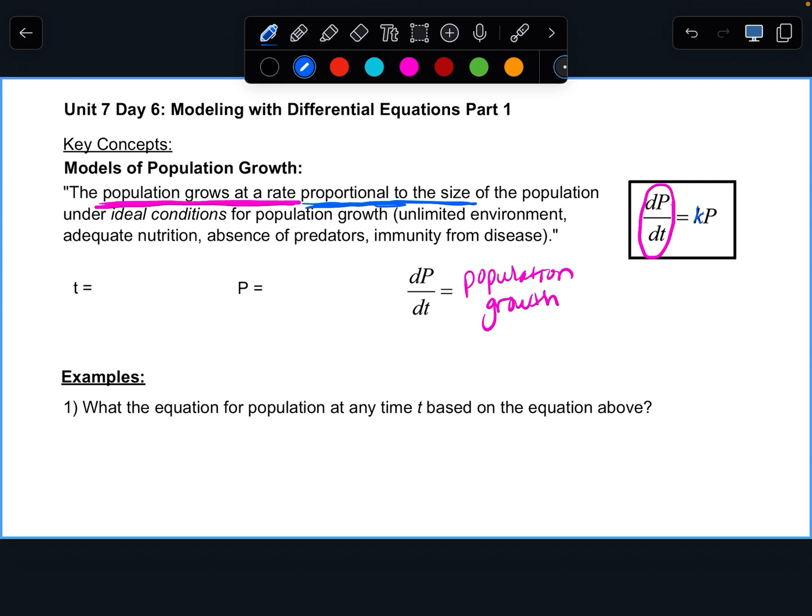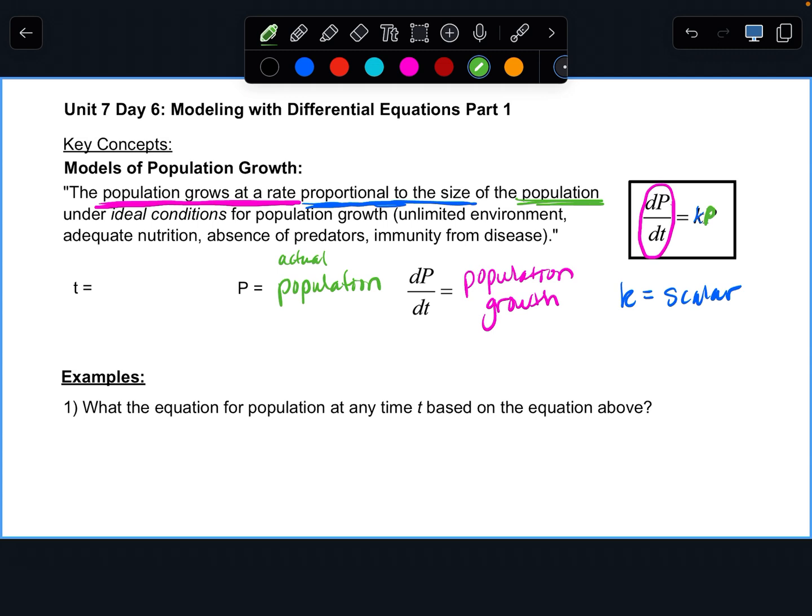So the size, so k, oops, I didn't write that. k is like your scalar. It's like a fancy number that represents that proportionality. And then I'll do green for P. And P is just regular population, like the actual population of the people under ideal conditions for growth.